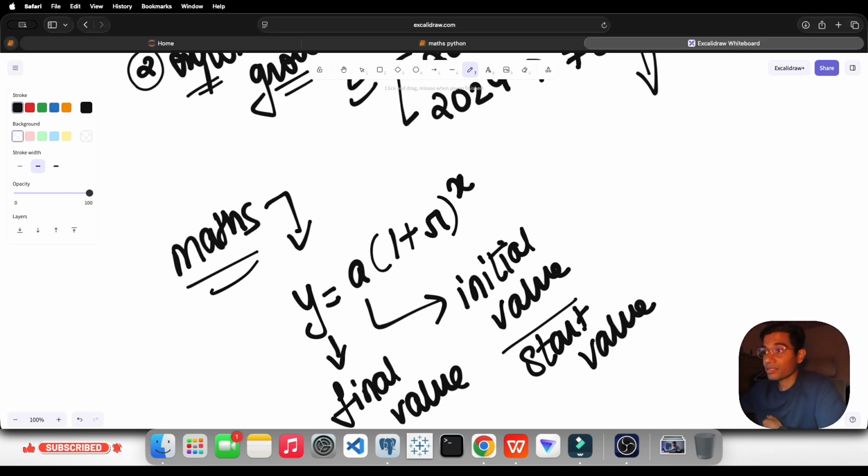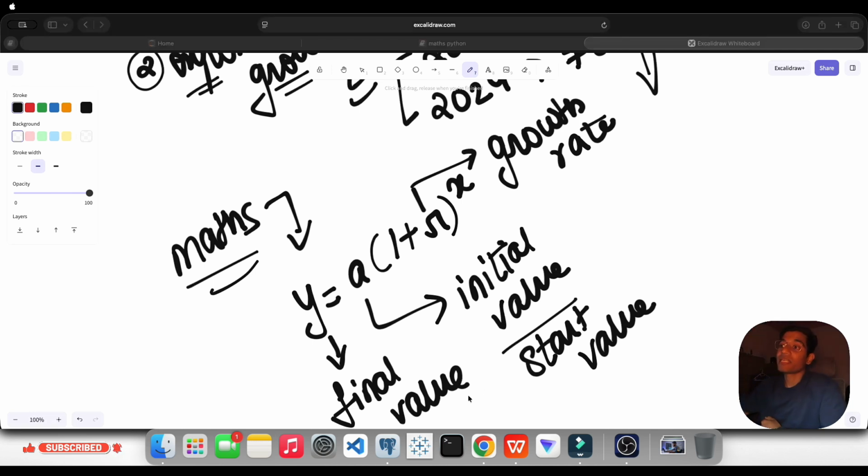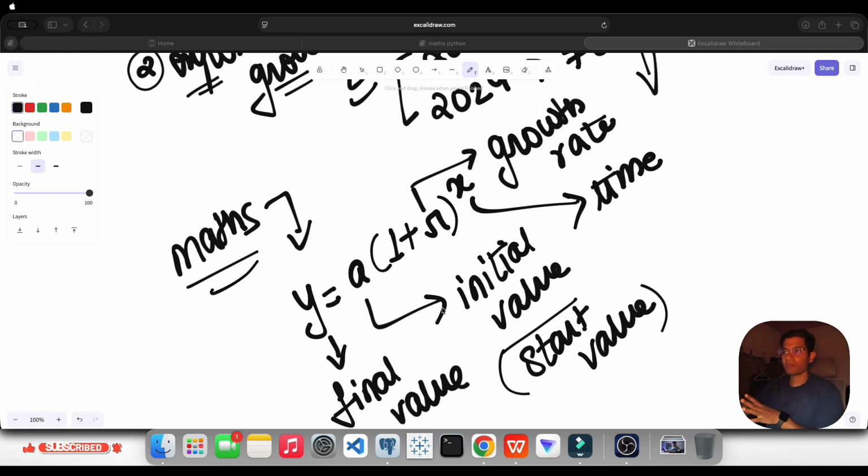Then we have r. R is the growth rate. Then what we have? X. X is time taken. So final value, initial value or start value, anything. X is time, r is growth rate, and 1 is 1. That is the thing. Simple, no worries about it. So this is the formula, and till here we have done the theoretical part, formula, each and everything.